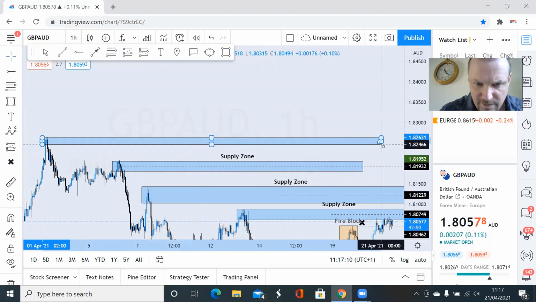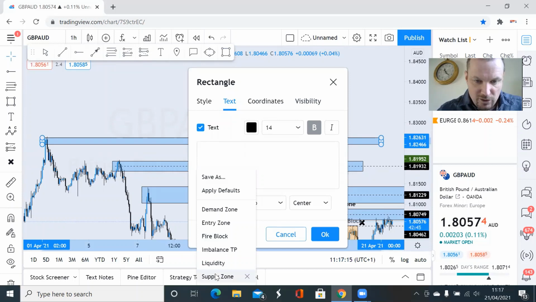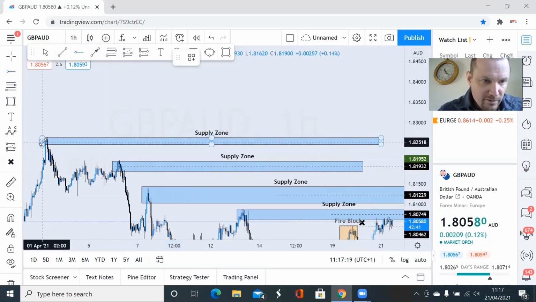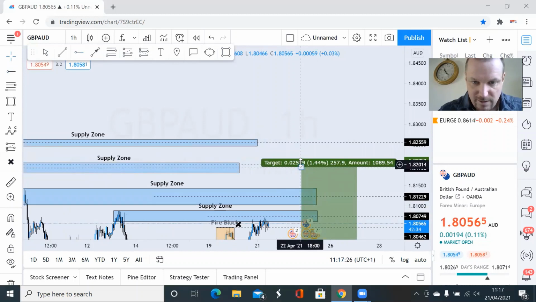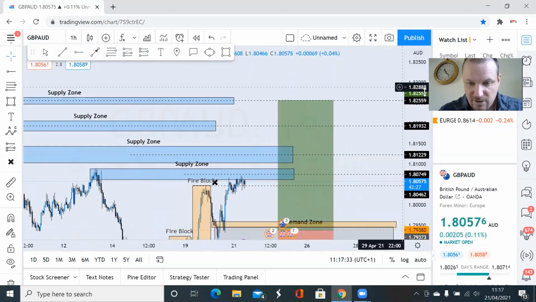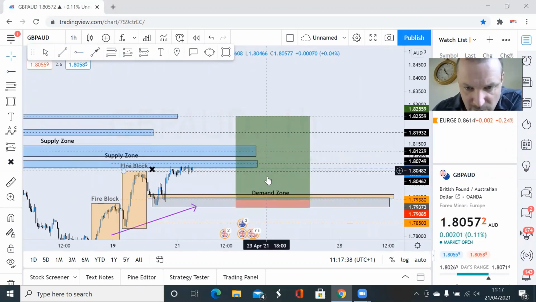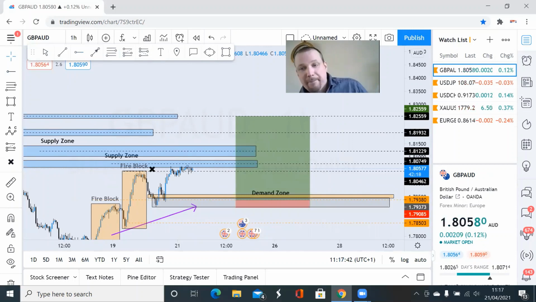Order block. Okay. Change to supply because that's where it is. And you've got your halfway point on there just by the eye. Okay. You've then got a big potential, a big potential of 1 to 11. Okay, so that's a little bit about supply and demand zones.